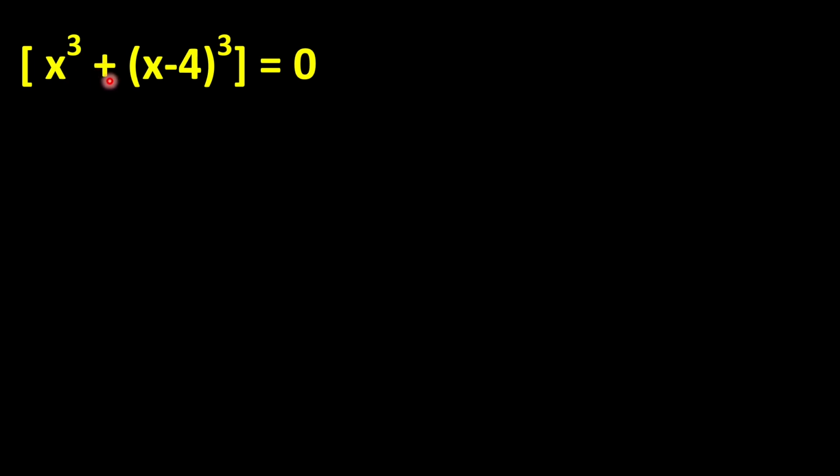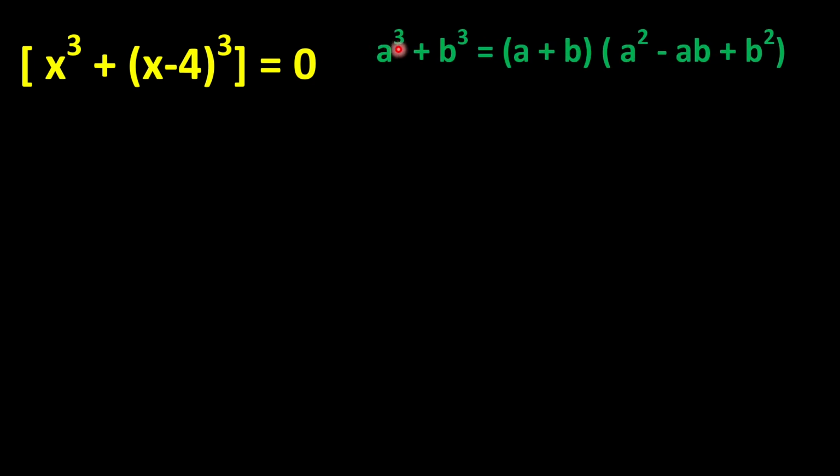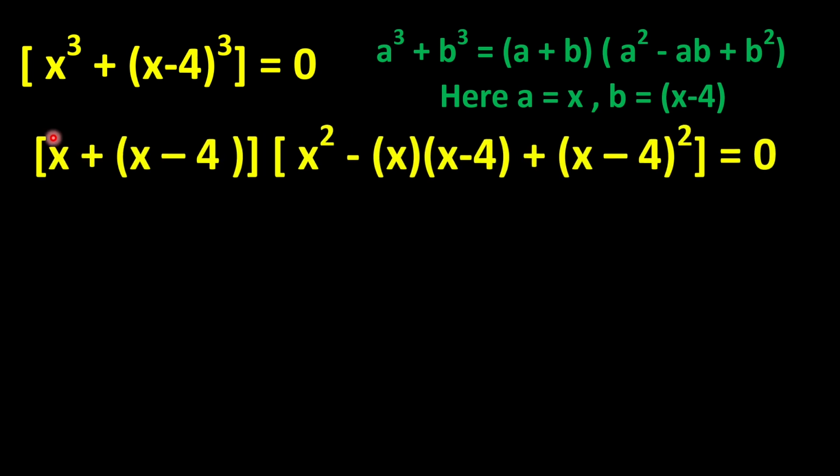So we will use the plus formula, that is the algebraic identity of a cube plus b cube, which is equal to a plus b into a square minus ab plus b squared. So here we have a equal to x and b equal to x minus 4. So let's expand this part of the equation according to this formula. So the equation will become a plus b into a squared minus ab plus b squared equal to 0.